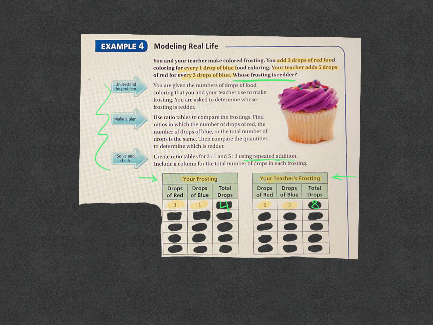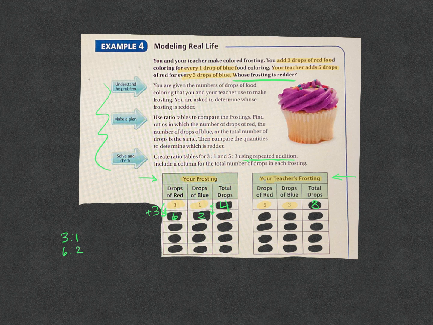Let's start with adding 3 of them here. So 3 plus 3 gives me 6. And I'm going to add over on this side just 1 drop because I want to make these equivalent. So I'm just going to add 1 here to get me 2. So we know that 3 to 1 is equivalent to 6 to 2. We just basically doubled it. And we could have just done 3 times 2 is 6 and 1 times 2 is 2.